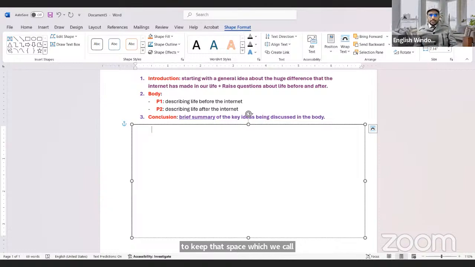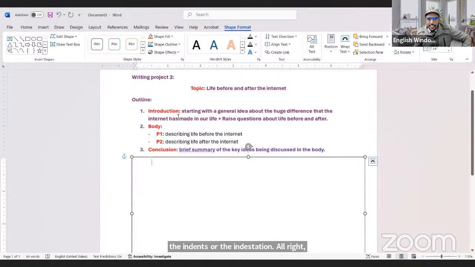All right, so here is our first thing here in the introduction. We have to start with the general idea about the huge difference that the internet has made. Yeah, we need a short, brief, concise topic sentence that shows that life before and after is not the same, right? How can you express that in your own way?